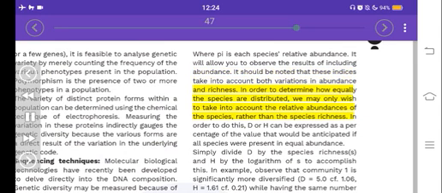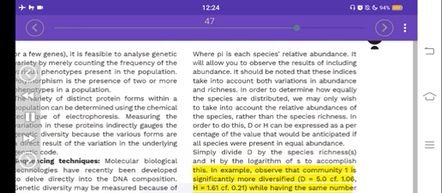In order to determine how equally the species are distributed, we may only wish to take into account the relative abundances of the species, rather than the species richness. In order to do this, D or H can be expressed as a percentage of the value that would be anticipated if all species were present in equal abundance. Simply divide D by the species richness and H by the logarithm of S to accomplish this.